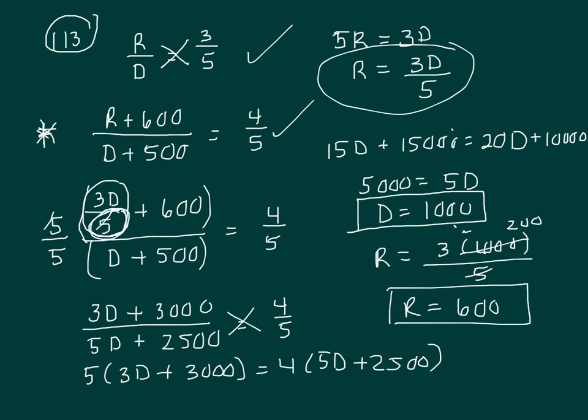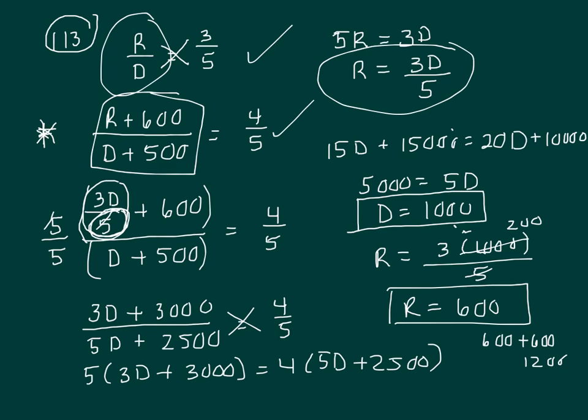Now that's the original. But the problem says we're trying to figure out after we had those additions. So R plus 600. R is 600, so I'm using this equation here. 600 plus 600, that gives me 1,200. And that's my Republicans, because that's in the top.